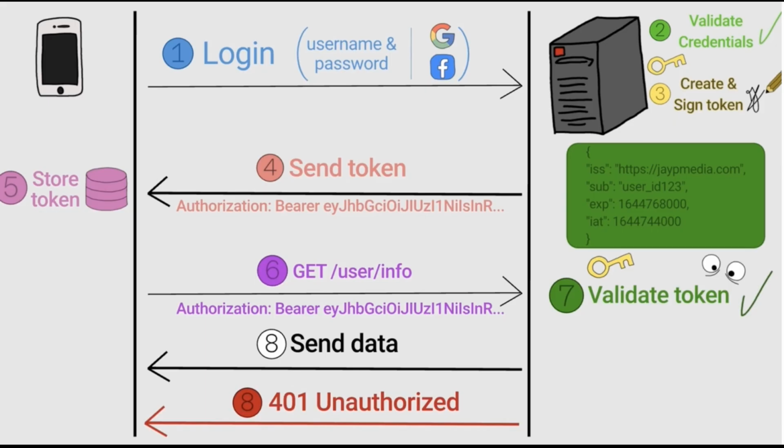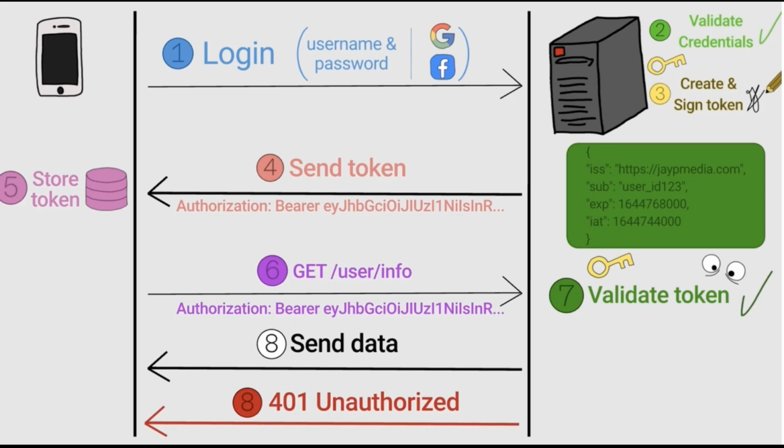Next, check the claims. Verify the issuer claim matches your expected identity provider. Verify the audience claim matches your application's identifier. Check the expiration time claim to ensure the token hasn't expired. Check the not before claim if present to ensure the token is valid now. You should also validate the token type. Make sure you're getting an ID token when you expect an ID token, not an access token. They have different purposes and different security properties.